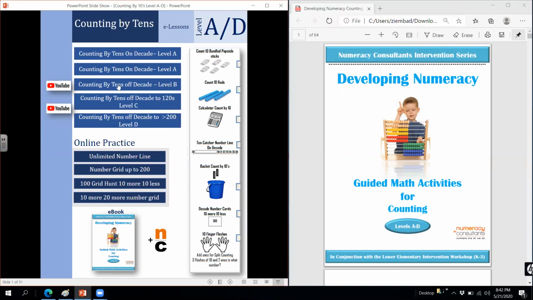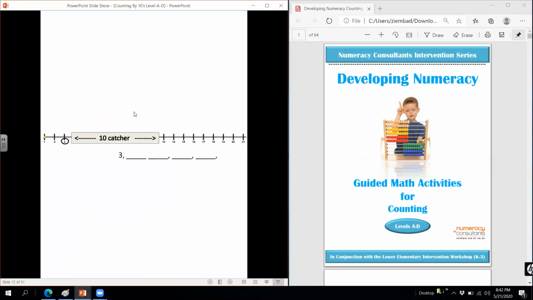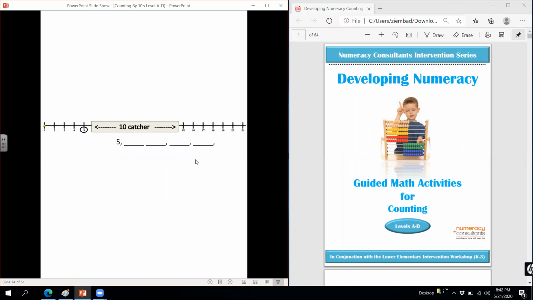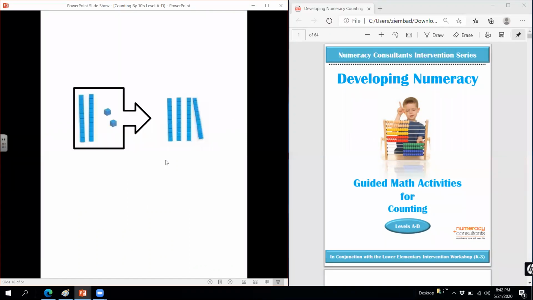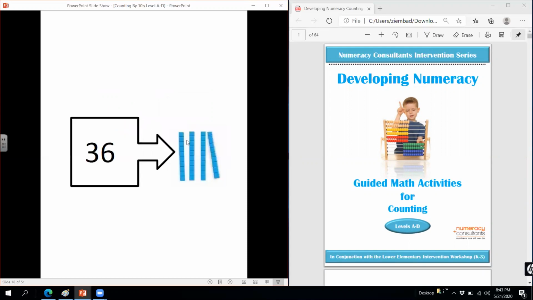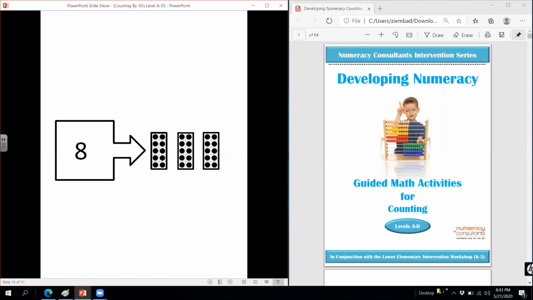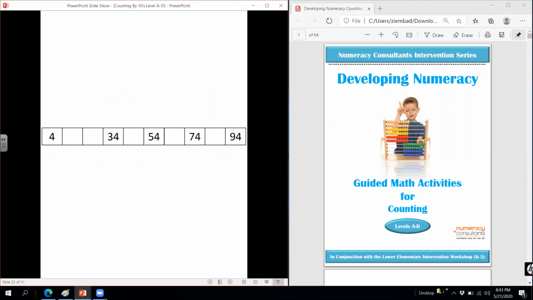You click right here, and it takes you to a 10 catcher where it teaches them to go 3, 13, 23, 33, 43. Again, another activity using a 10 catcher, and now it has blocks. So it's 22, 32, 42, 52, 62. This would be the lesson that you do with them to teach them to count by tens off decade.